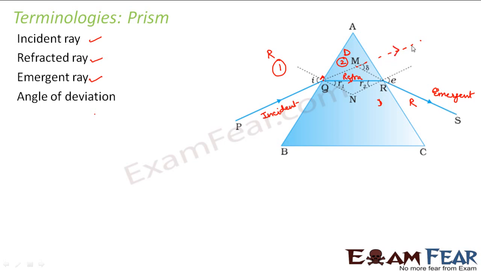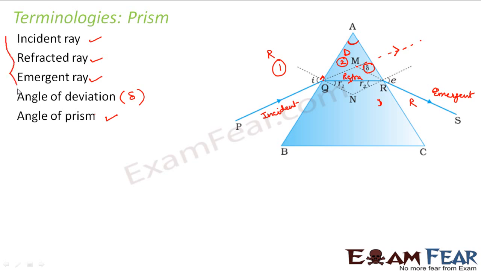That means instead of this direction, the ray got deviated to this direction because of the presence of this prism. So the angle formed by this emergent ray with the incident ray is known as the angle of deviation. The angle by which the incident ray gets deviated because of the presence of the prism is known as the angle of deviation, and it is generally denoted by delta. There is something called angle of prism. Angle of prism is this angle. This angle of the prism is known as the angle of prism.